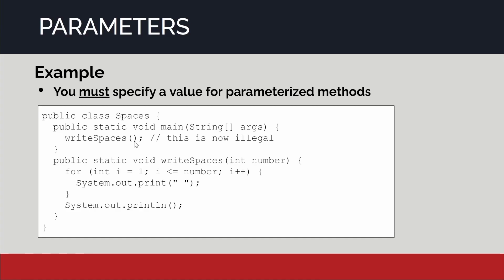Now that this method is parameterized, we have to specify the parameters. So we can no longer have this situation where we just write left parenthesis, right parenthesis. This is now going to fail to compile. Anytime you add parameters to a method, you must also specify those values in the places where you call those methods. Some programming languages will have default values, and that can be useful, but it's also a bit of complexity that we're not interested in right now.